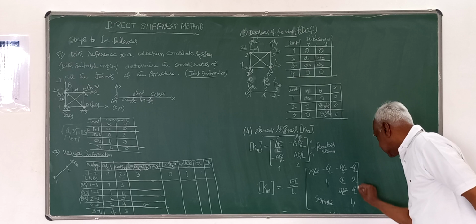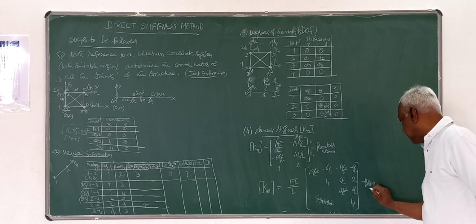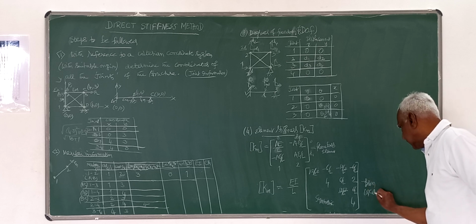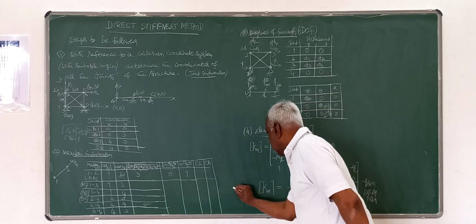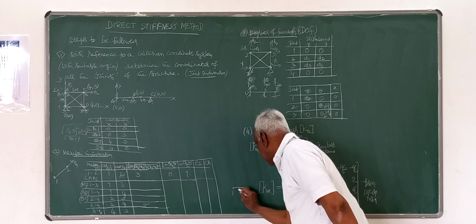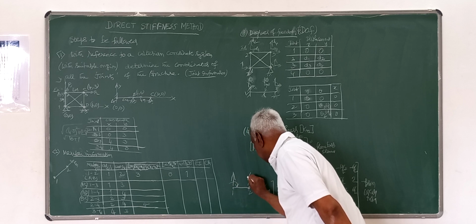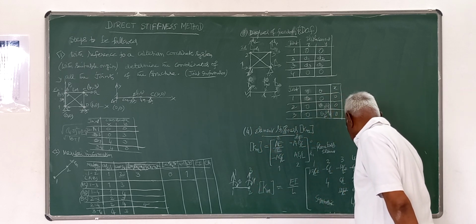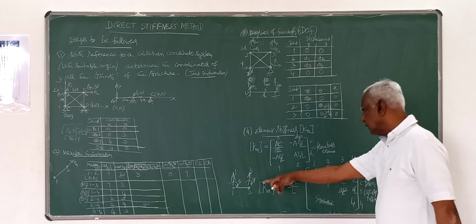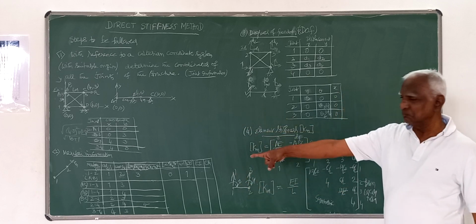This is the element stiffness matrix for member B. Now you are taking the N1, N2, so with these degrees of freedom, 1, 2, 3, 4, this is the axis for that member.